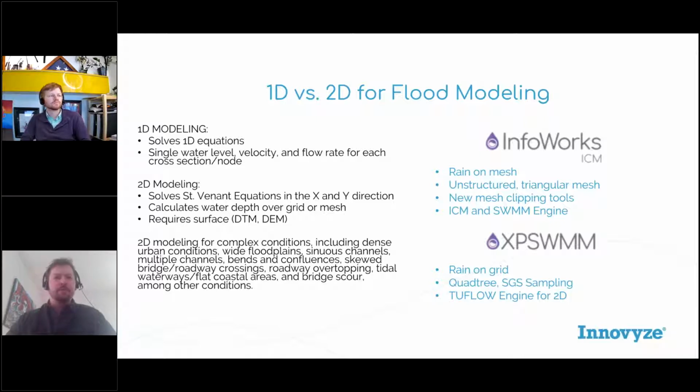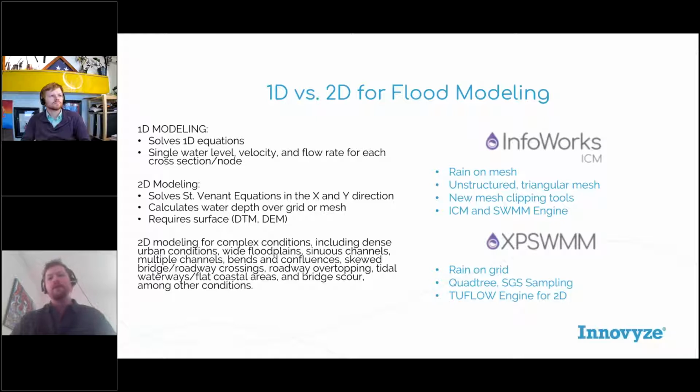We've listed just a couple of the differences there. At the highest level, I would say some of the core differences are that in ICM, we're using a triangular mesh, more of an unstructured mesh. And Ryan's going to touch on some of the clipping tools you can use in ICM to expedite your surface building process. And then in XP-SWMM, we're using more of a grid pattern for our surfaces.